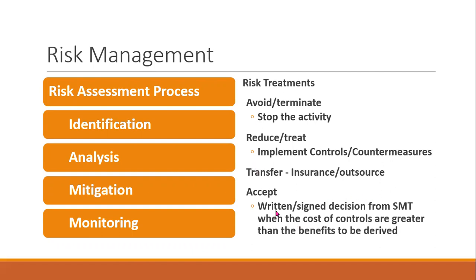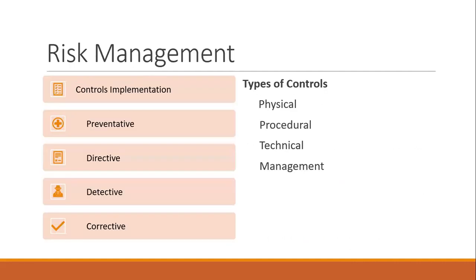Another risk treatment is to accept the risk. Risk acceptance is a written and signed decision from the senior management team, in most cases when the cost of controls is greater than the benefits to be derived. So if the cost of transferring the risk or the cost of implementing multi-factor authentication outweighs the benefits to be derived from securing that recruitment database, then senior management may choose to accept the risk, in which case they need to sign against that risk. They sign off against that risk. So acceptance is a written and signed decision from the senior management team or board.